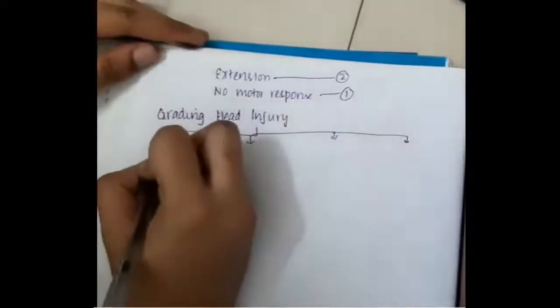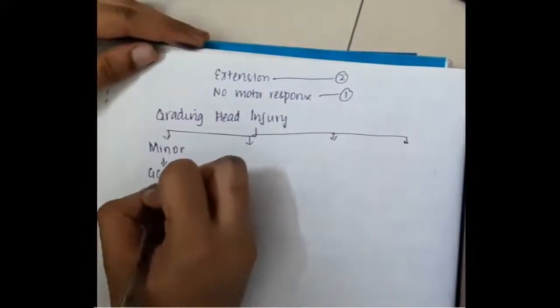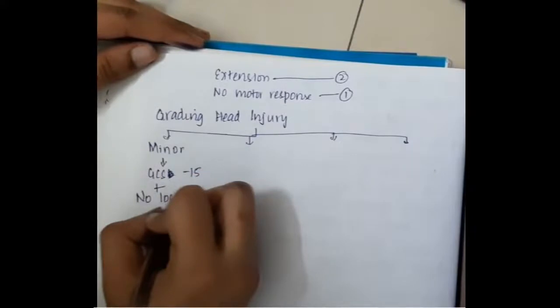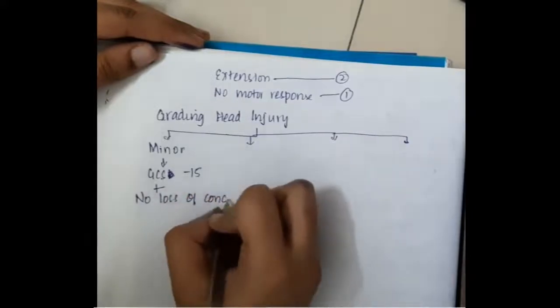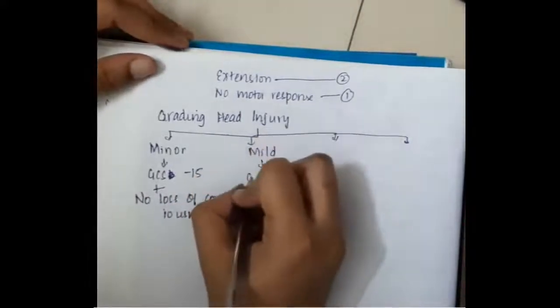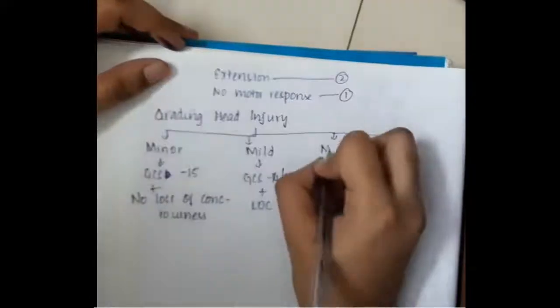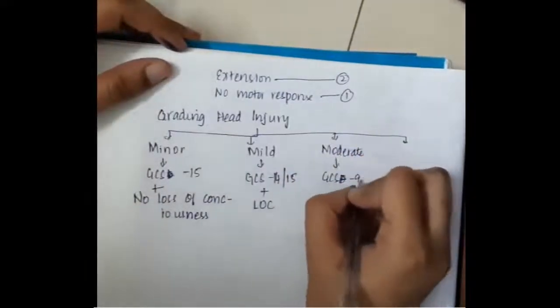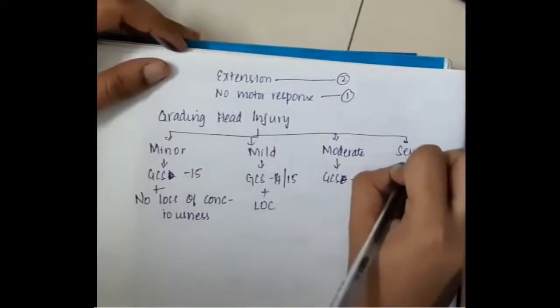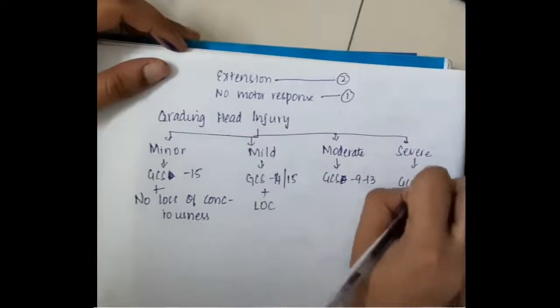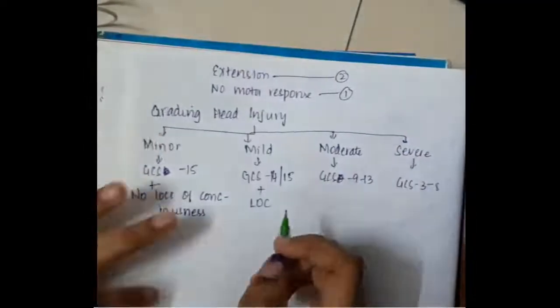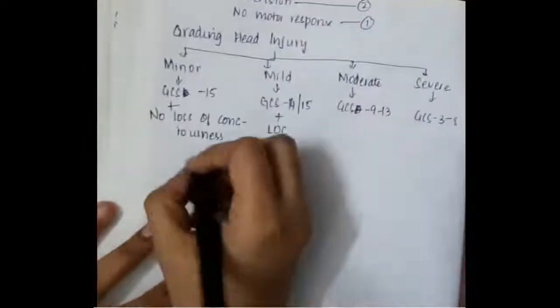After we calculate the score, we grade the head injury into 4 types. If the GCS is 15 and there is no loss of consciousness, that is minor head injury. If the GCS is 14 to 15 with loss of consciousness, that is mild head injury. If the GCS is 9 to 13, that is moderate head injury. If GCS is 3 to 8, that is severe head injury. Coma is less than 8.